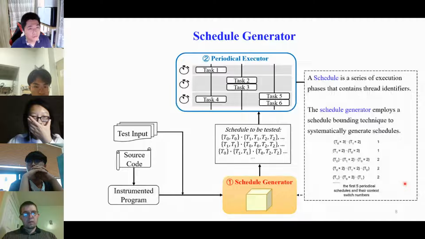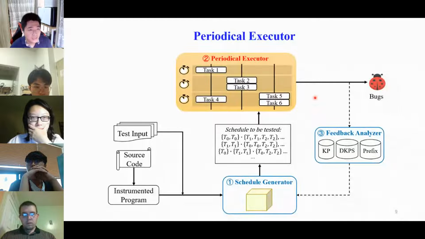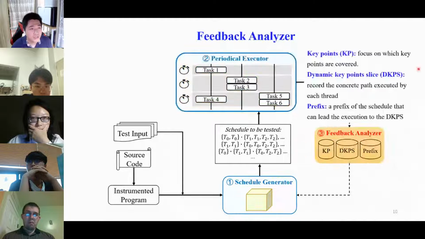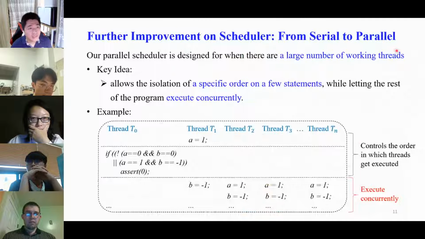The periodical executor uses a series of periods to host the execution. It enforces the generated schedule in the execution. The feedback analyzer makes use of runtime information such as key points, dynamic key point slice, and schedule prefix to guide the schedule generator to effectively generate legal schedules. We also design a parascheduler. The parascheduler allows the isolation of a specific order on a segment while letting the rest of the program execute concurrently. This optimization makes it possible to reduce the schedule space to explore.